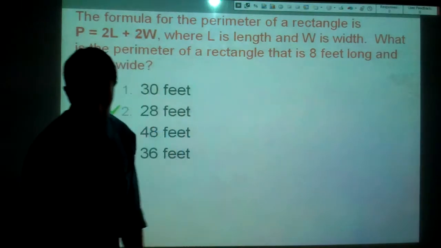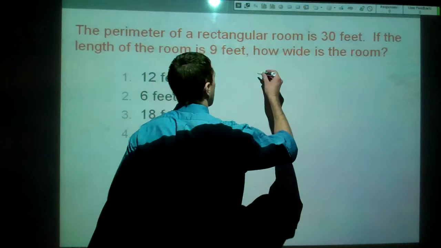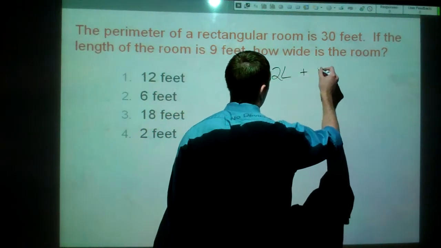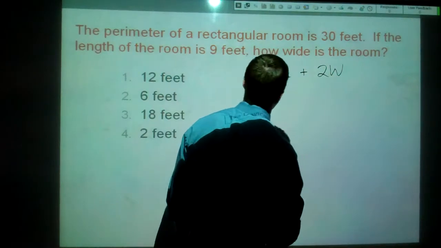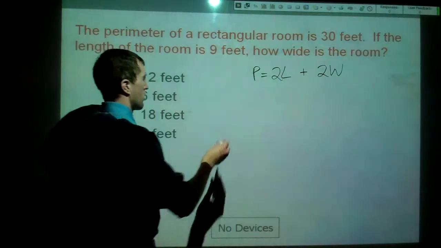So now we're going to be thinking a little backwards with our next one. Now we have the perimeter of a rectangular room is 30 feet. If the length of the room is 9 feet, how wide is the room? So now we know the perimeter. We have perimeter equals 2L plus 2W. What are we given? Well, we're given the perimeter. P is 30.